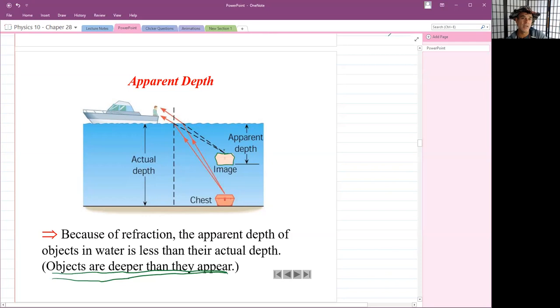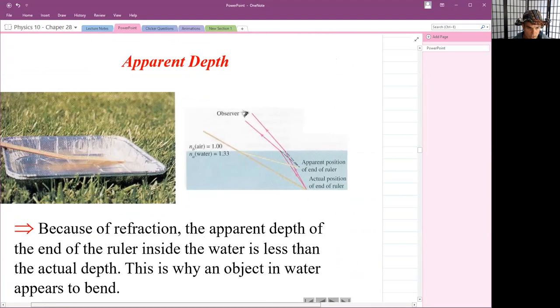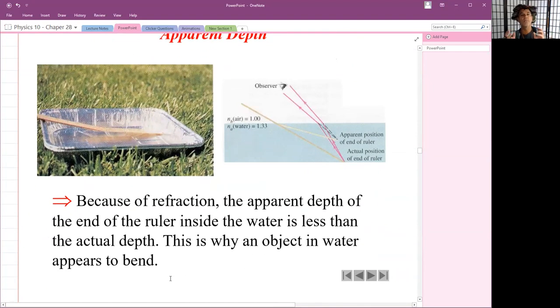So anytime you see an object in water, it's always deeper down than it appears, because the light that comes from the water to the air bends. Your brain doesn't know it bends, and so it always assumes it traveled in a straight line. I don't know how well you can see this, but this is why if you have a pencil or ruler and a thing of water, it looks like it bends. Here's, let's say, the end of the ruler. I've got some light coming up, but once it goes from water to air, it bends. Again, your brain doesn't know it bends, so if it sees these two light rays, to you, it looks like it came from right here.